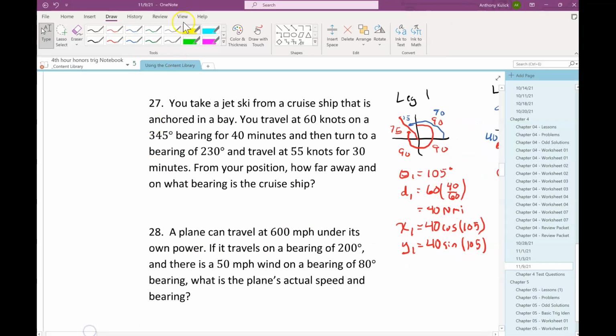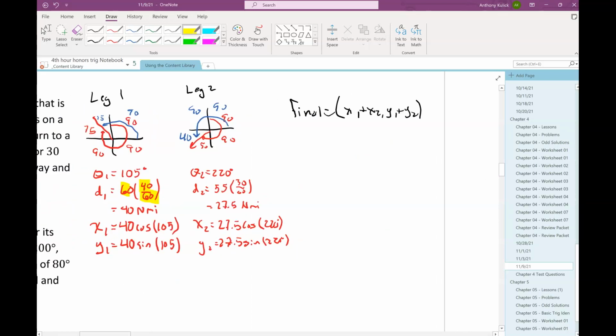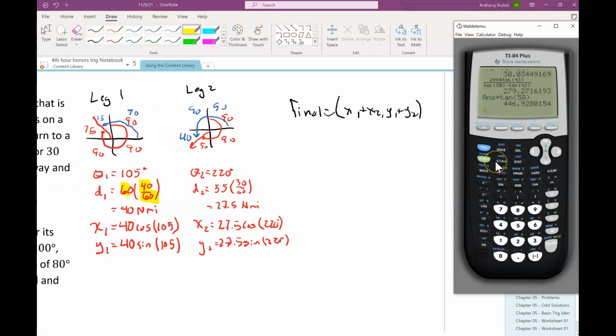So the story problem told me we went for 40 minutes at 60 knots. So knots is nautical miles per hour. So to turn that into a distance, I have to multiply rate by time. But the time needs to be in hours. So 40 minutes over 60 minutes gives me my time in hours. And then I multiplied it by the knots. Oh, so that's why it's 40. Okay, right. Sure. We're good though? Okay.